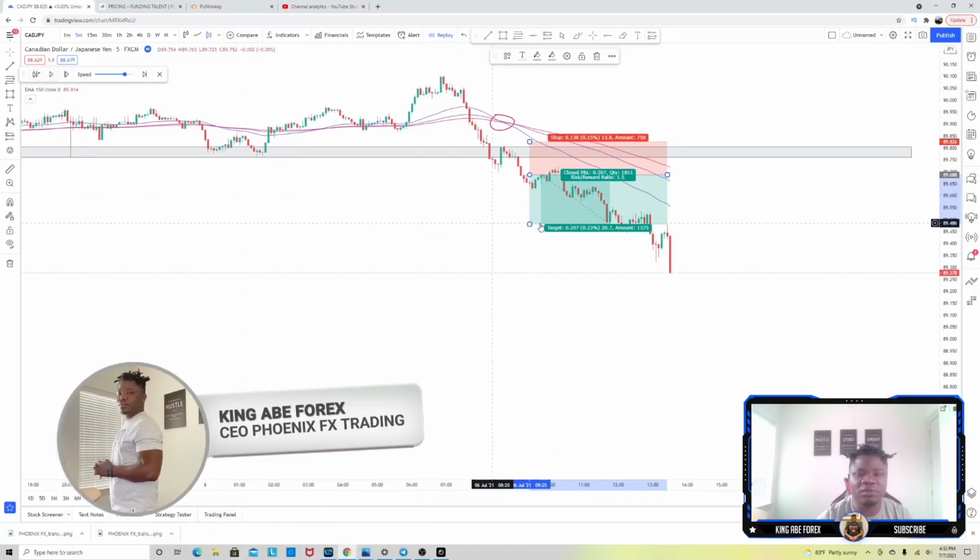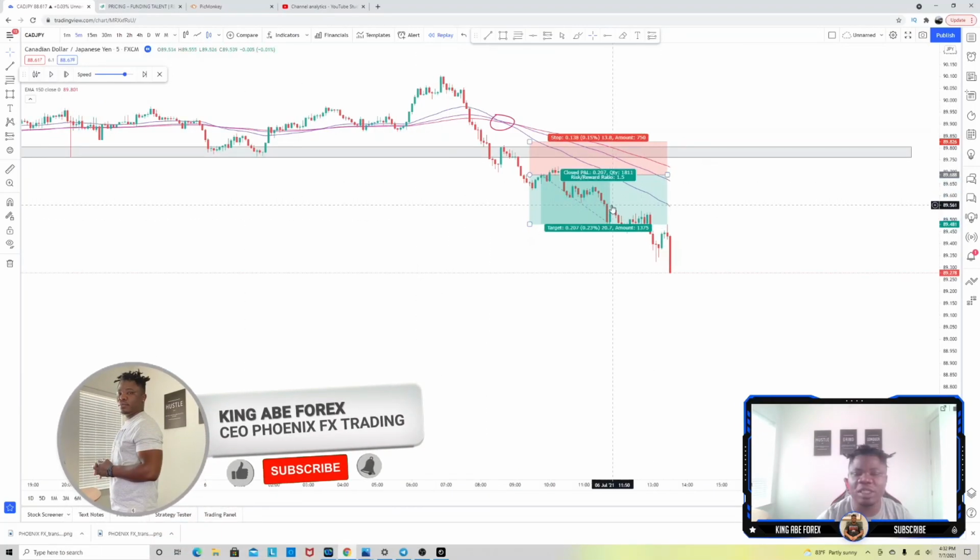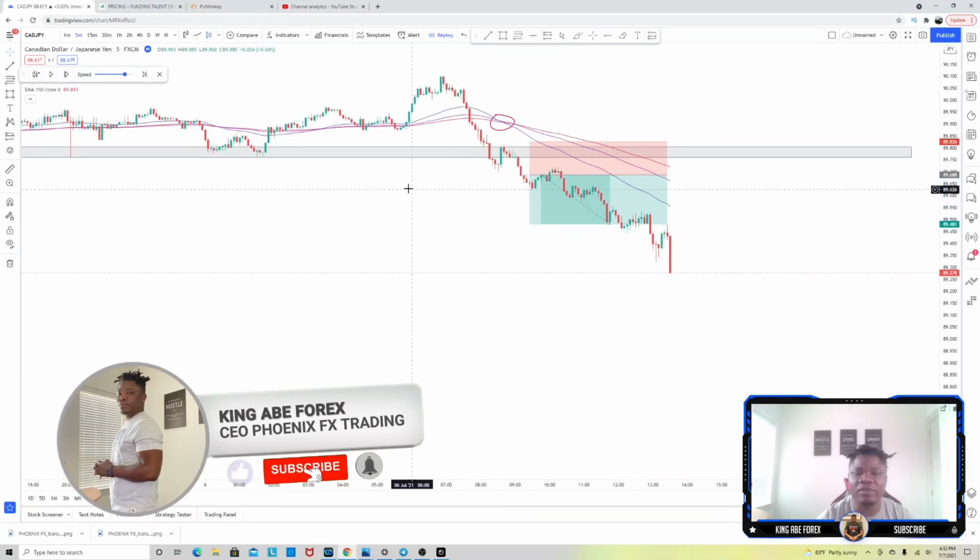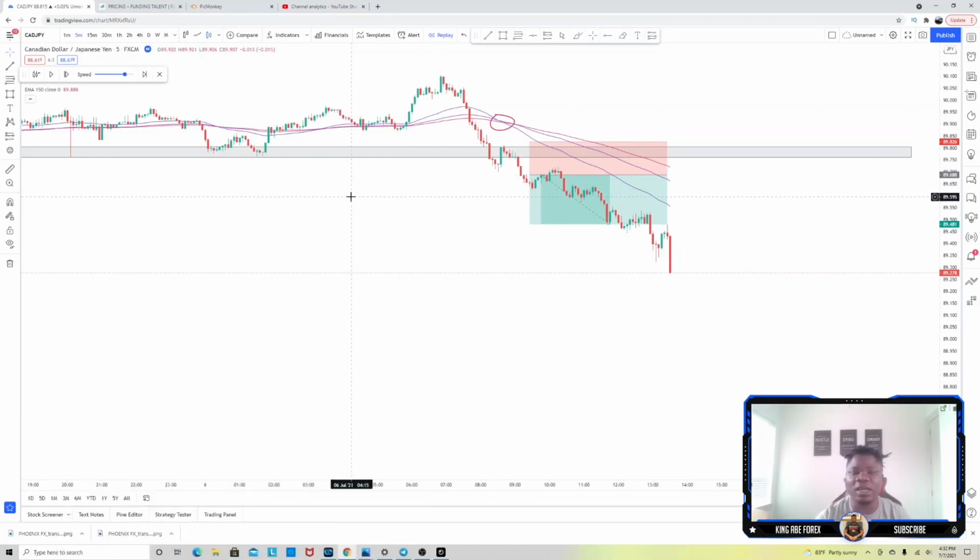Bam, we got our take profit smash right there for 20 pips, risk to reward ratio 1:5. So guys, this is how you use this strategy for a sell trade. It's a very simple strategy, simple steps to follow.